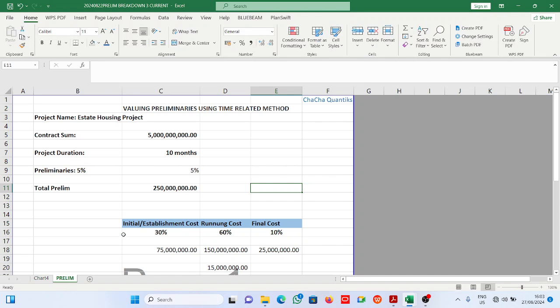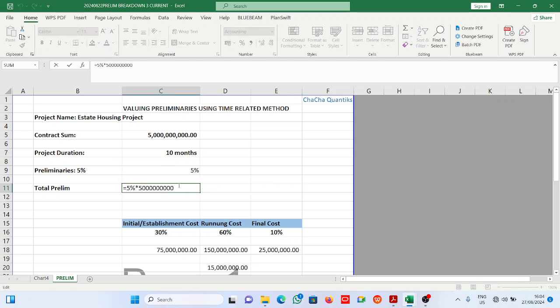In this video I will be showing us how to value preliminaries using the time related method. Now we'll be using this hypothetical project as an example. We have the estate housing project. The sum is 5 billion naira, the duration is 10 months, and the preliminaries is 5% of 5 billion naira. The total preliminaries is 250 million.